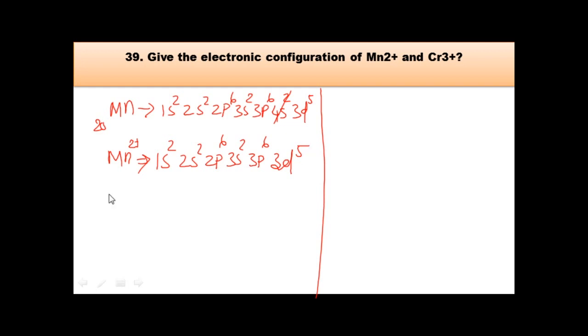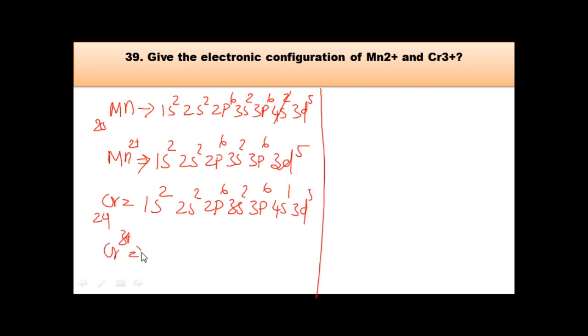The second one is chromium. So atomic number 24. So what is the configuration? Actual configuration: 1s2, 2s2, 2p6, 3s2, 3p6, 4s1, 3d5. The question is chromium 3+. The loss of 3+ means loss of 3 electrons from the outermost. So 1 electron from the 4s and then 2 electrons from the 3d. So the configuration is 1s2, 2s2, 2p6, 3s2, 3p6, 3d3. This is the configuration of chromium 3+.